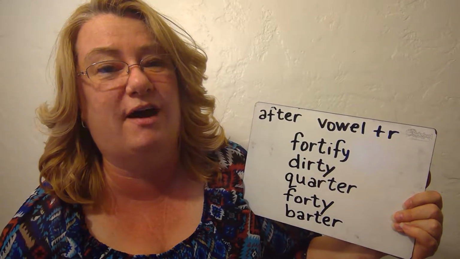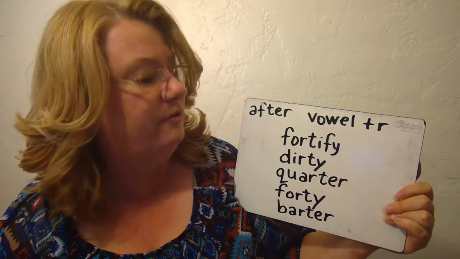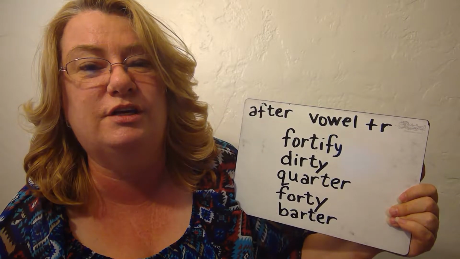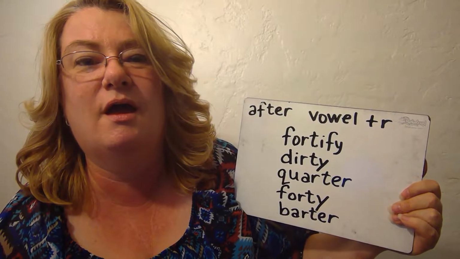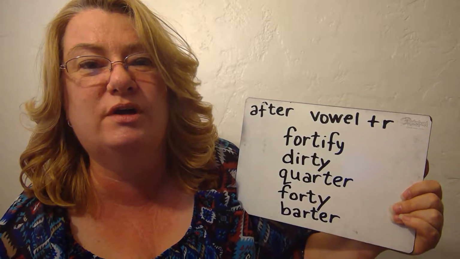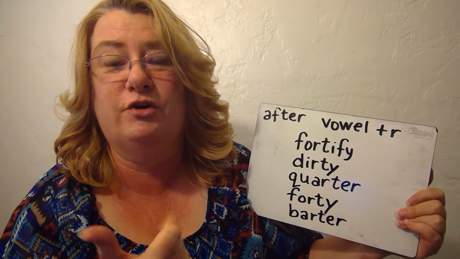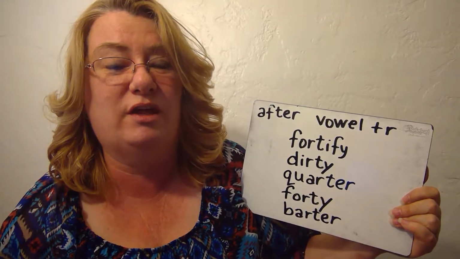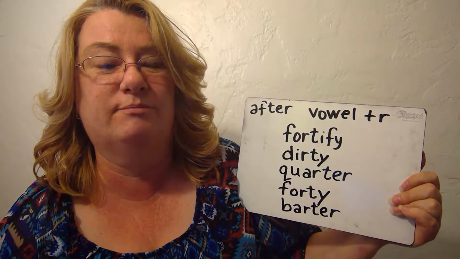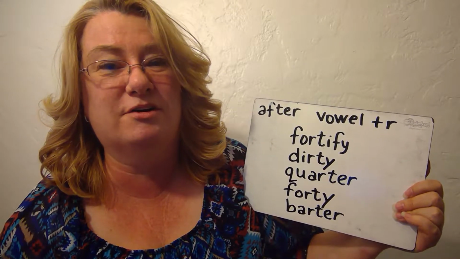So fortify. That R sound is making that T not T. Fortify. Dirty. Quarter. 40. I remember teaching my students when they would come from another country about the numbers 30 and 40. Pretty much all those ones, we would pronounce it more with a D sound. 40, 30. And then we got barter. When you trade and buying things, barter.